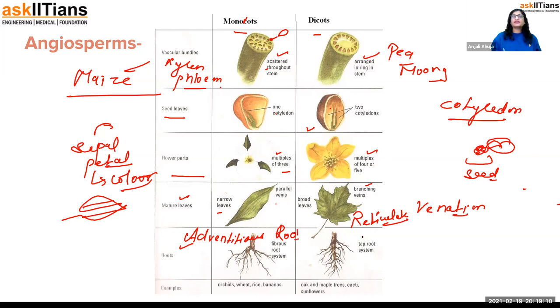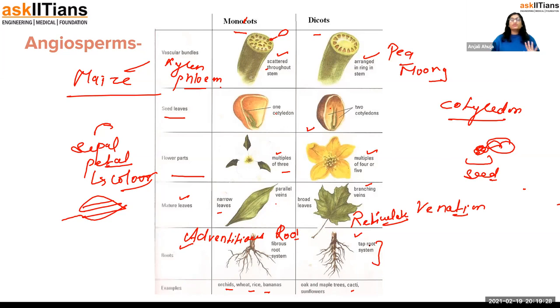And in the second case, there is a primary, secondary, proper management of the root. We call it the taproot system. Examples: orchid, wheat, rice, bananas, oak, maple trees, cactus, and sunflower. So I suppose now that's very much clear to you.